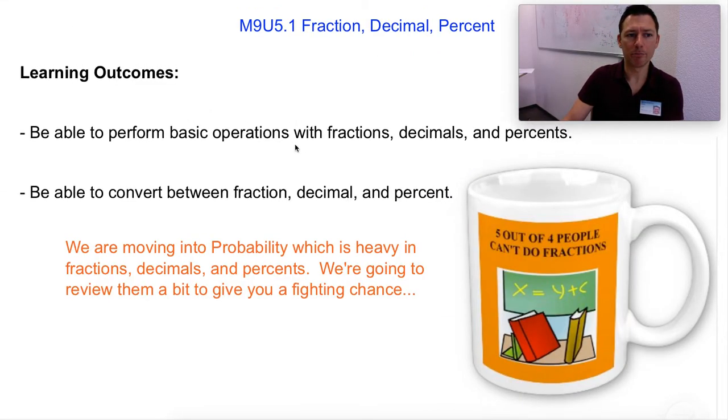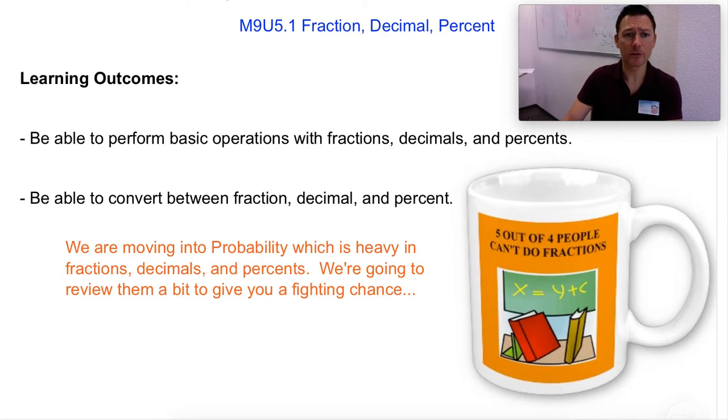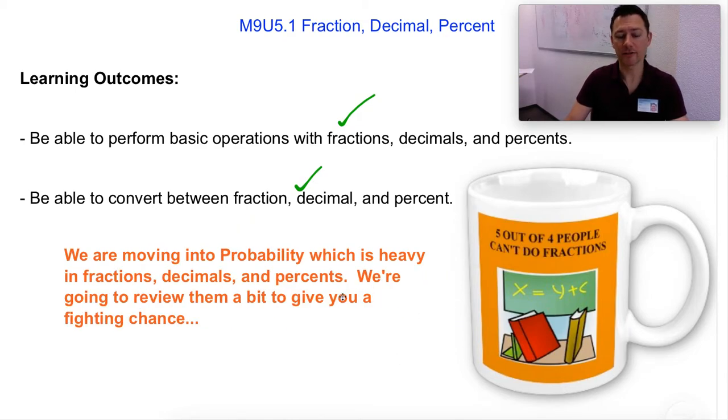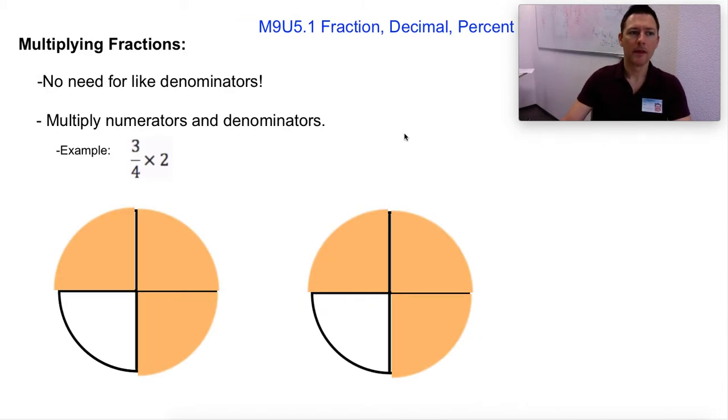I want you to be able to perform basic operations with fractions and decimals, like add, subtract, multiply, divide, and convert between fractions, decimals, and percents. Probability is heavy into fraction, decimal, and percent, so I want to make sure you're confident in that. So let's just get us doing some basics here. What's nice about multiplying fractions is that you don't need a common denominator.